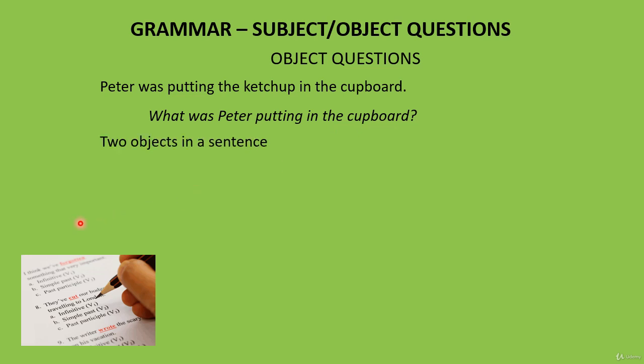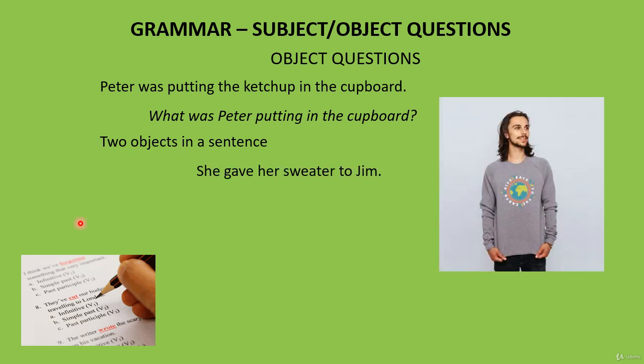Sometimes there are two objects in a sentence. A direct object, the verb happens to it, and an indirect object, somebody or something gets the direct object. Here's an example. She gave her sweater to Jim. There's Jim wearing her sweater. It suits him. In this sentence, she is the subject, her sweater is the direct object, she gave it, and Jim is the indirect object, he got the sweater.